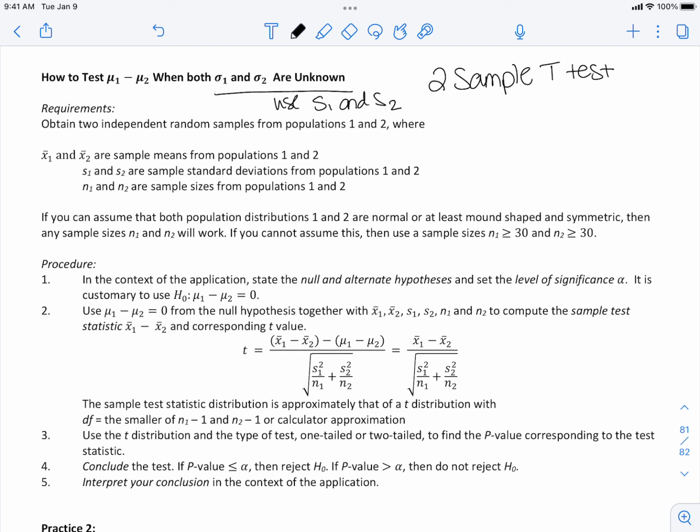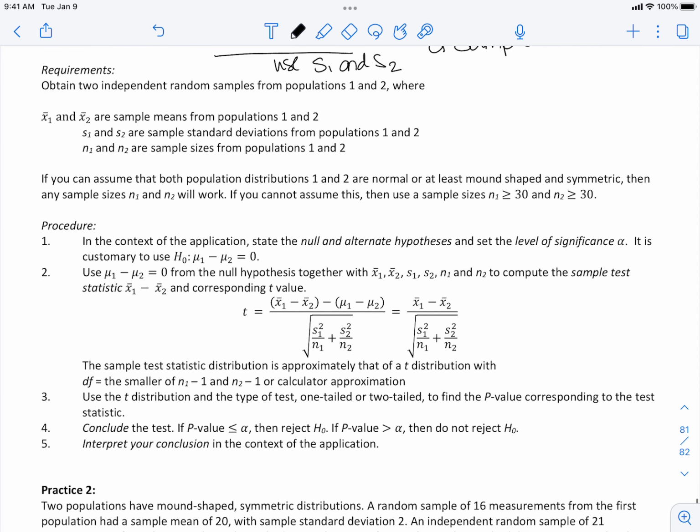If you can assume that both population distributions 1 and 2 are normal, or at least mound shaped and symmetric, then any sample size will work. If you cannot assume this, then both sample sizes N1 and N2 should be greater than or equal to 30. Again, we start with null and alternate hypotheses, and these look exactly the same for the t-test as they do for the z-test. Again, we're going to reference each other. Mu1 is equal to mu2 instead of referencing 0.